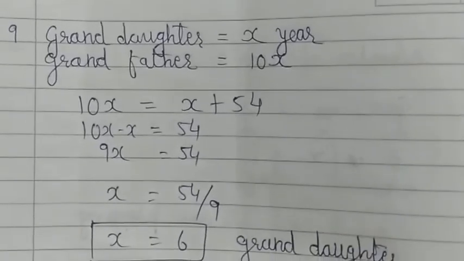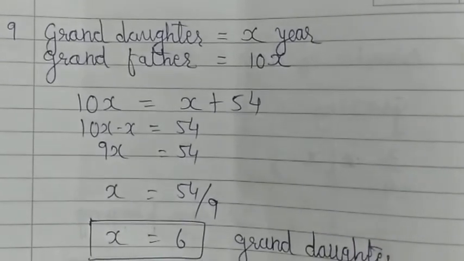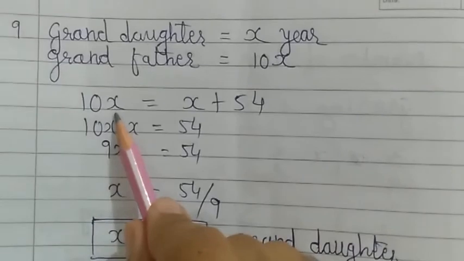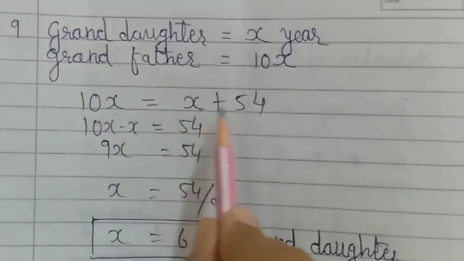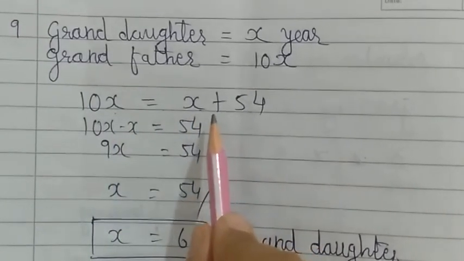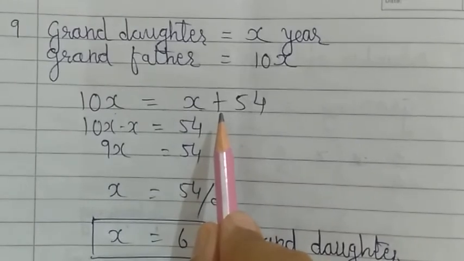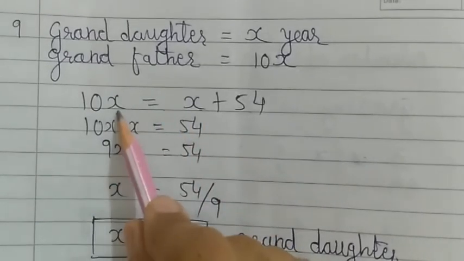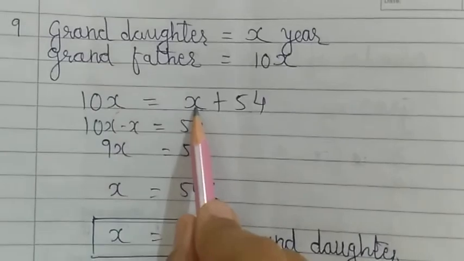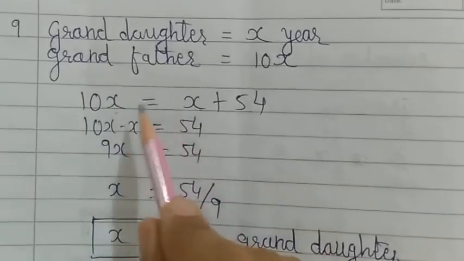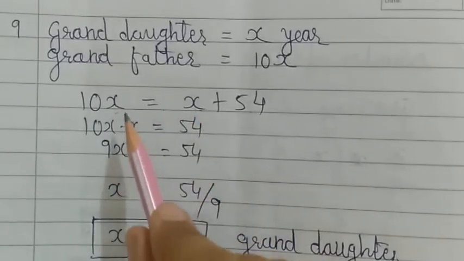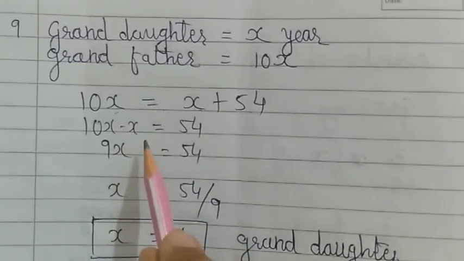Granddaughter is x here and grandfather is 10x. So 10x, the grandfather's age, is equal to x plus 54. It's given that he is 54 years older than his granddaughter. So both are the same: 10x is the grandfather's age and the granddaughter's age plus 54. So both become the same. Now from this we have to find the value of x.